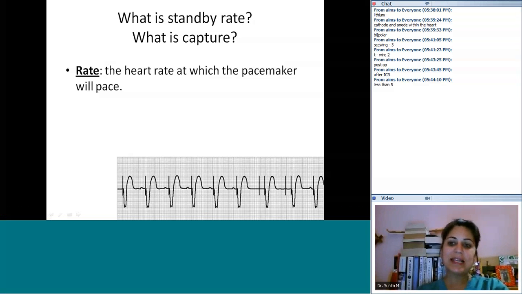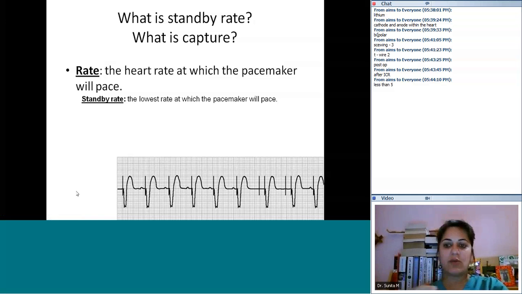Okay, this may be a little new one for everyone, so I will just put you that. But the standby rate is the lowest rate at which the pacemaker will pace. So for instance, in some pacemakers, you have a rate responsive mode. That means when they need it, the rate goes up. So the upper limit could be 80, it could be 90, it could be 100. But the lowest rate at which the pacemaker will pace is your standby rate. So if you set your standby rate at, let us say, 40, that means that pacemaker lowest rate it can pace is 40. It's never going to pace at 30. It may pace higher than that, but the lowest it will go to is that. Okay, that is the standby rate.